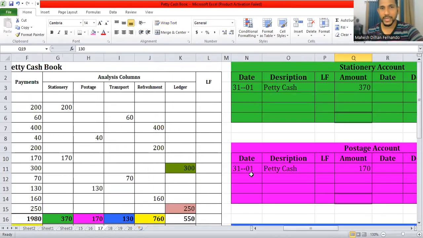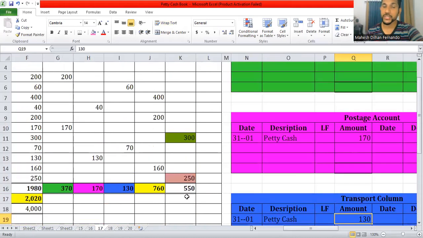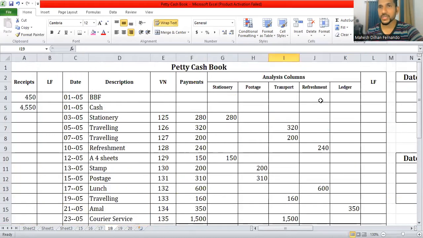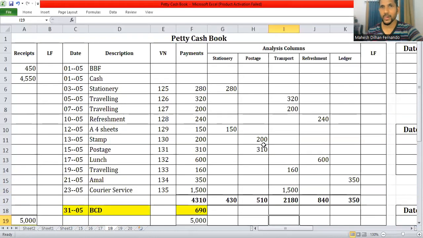Can you remember how I transferred the total of the previous question to the ledger? Likewise in this activity also, I want you to transfer the totals of the analysis columns, the information of the analysis columns, correctly to the ledger. Be very careful with the ledger. Okay, are we clear? So with our stationery, postage, transport, refreshments, and don't transfer the total of the ledger.